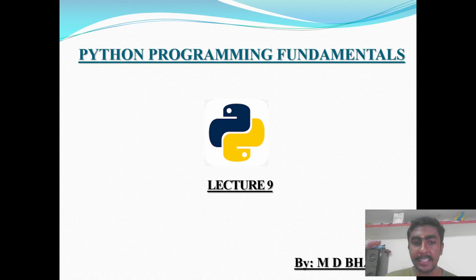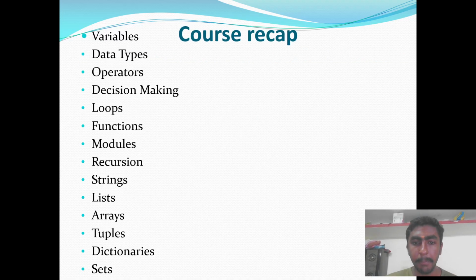Before we begin, let's take a quick look at the journey we have completed together. According to the PPT, we have already learned variables, data types, operators, decision making, loops, functions, modules, recursion, strings, lists, arrays, tuples, and dictionaries. Let's briefly remember what each topic helped us learn. We started with variables and data types. That was our first step into programming. We learned how Python stores information and how different types of data are represented.